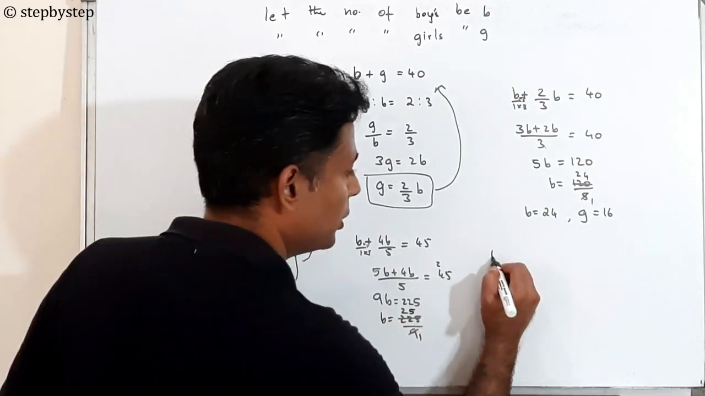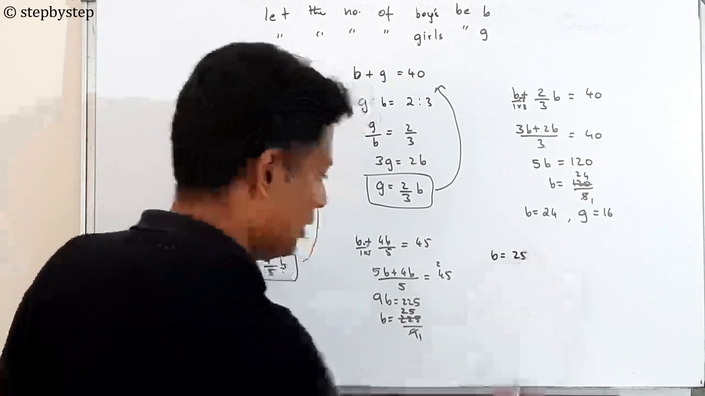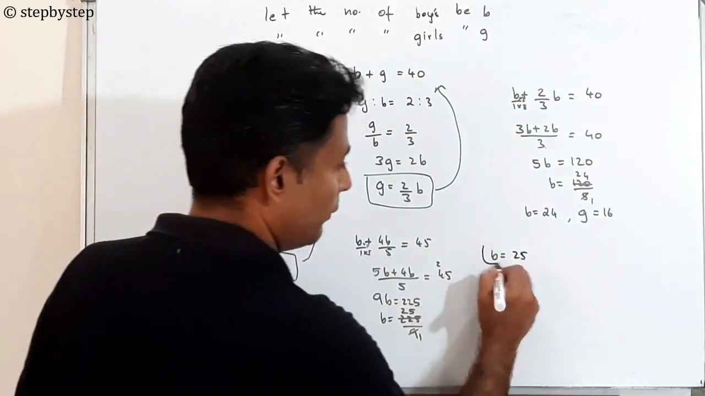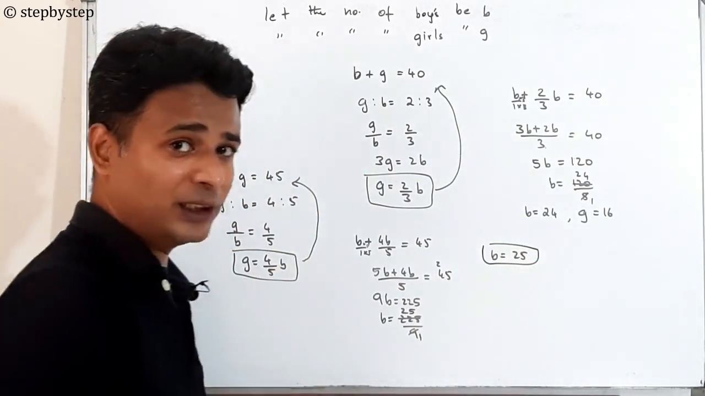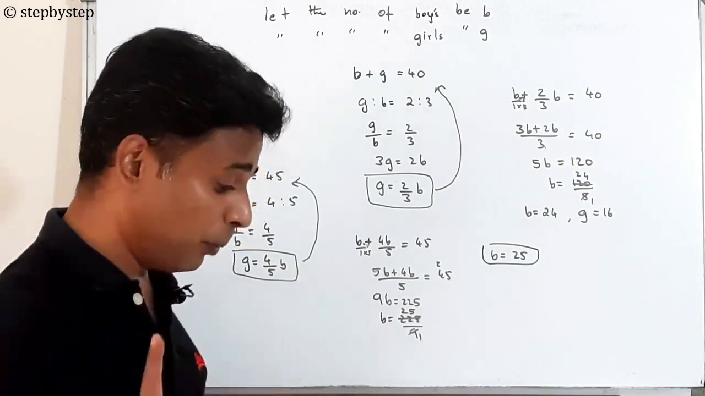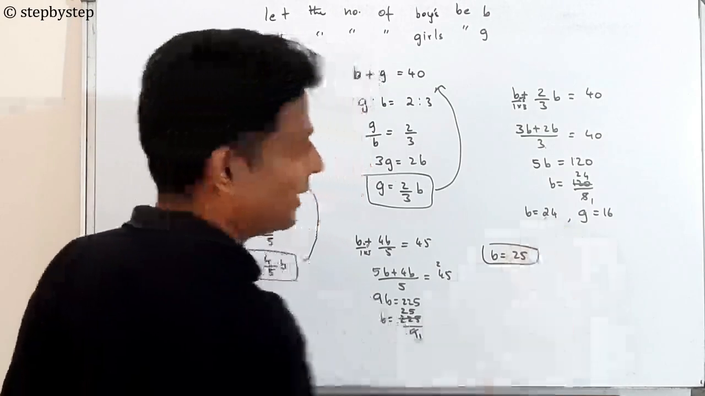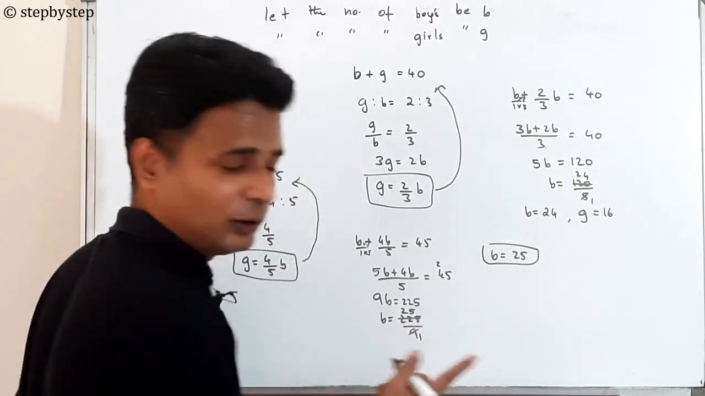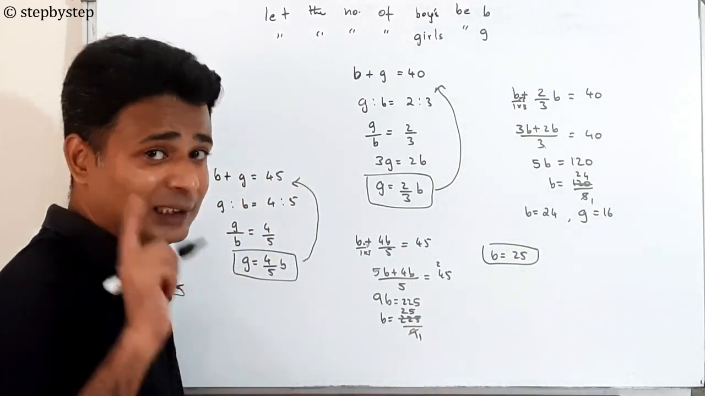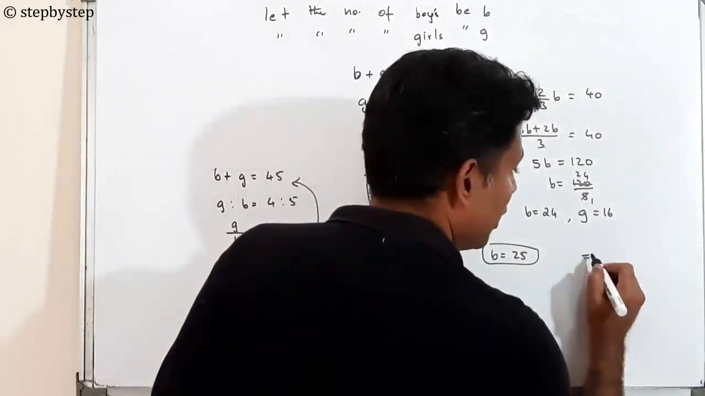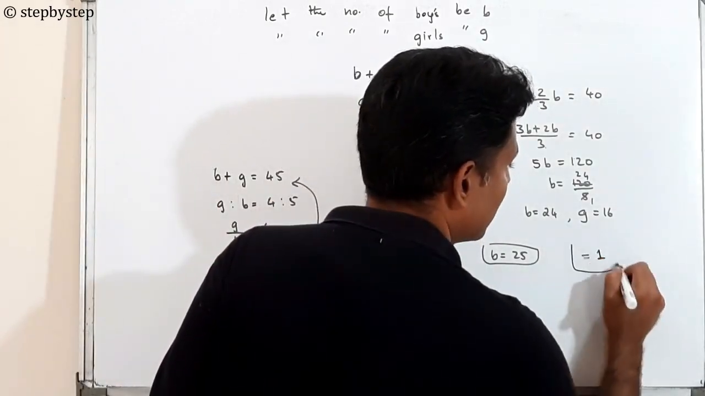So what is the new number of boys? 25, right? We don't even have to find the value of g, because what is the question? They have asked how many of them must be boys so that the ratio becomes so much. Initially how many boys were there? 24. Now how many are there? 25, which means out of the 5 new students, how many boys? The number of boys is 1.